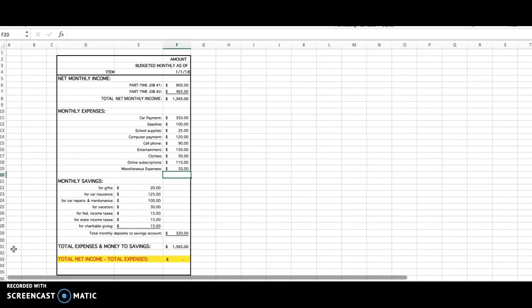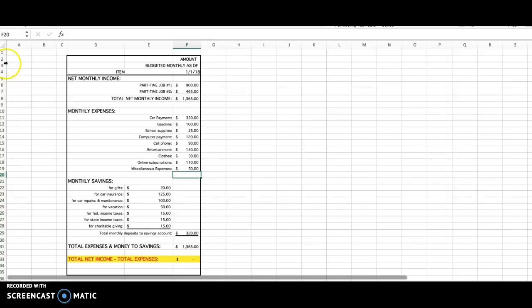As I said, we will be using this particular monthly budget and expand it in the next few assignments that you have. At this point, I'll ask you to go back to your course page and answer a few questions.